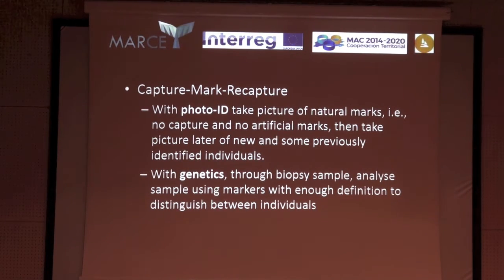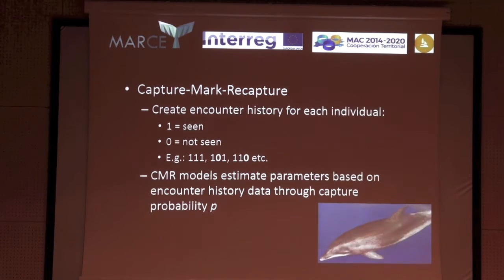So with photo ID, of course, as we've said before, we only take pictures of natural marks, so there's no capture, and there are no artificial marks put on them. And then you take pictures later of new and some previously identified individuals. You can also apply it with genetics through biopsy samples, so you can analyze a biopsy sample using genetic markers with enough definition to distinguish between individuals, and you can also run mark-recapture models from genetic data.